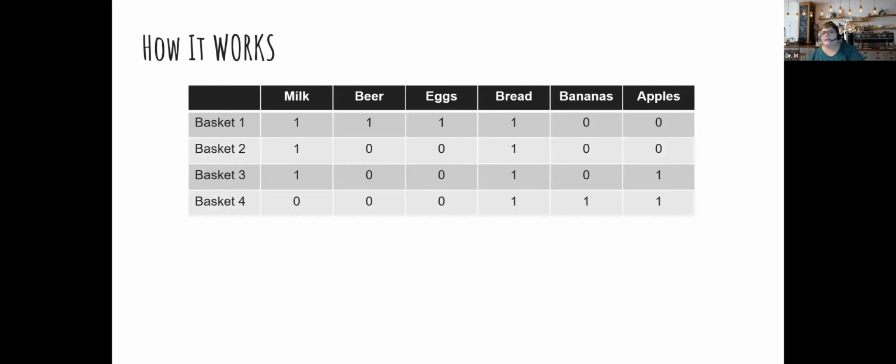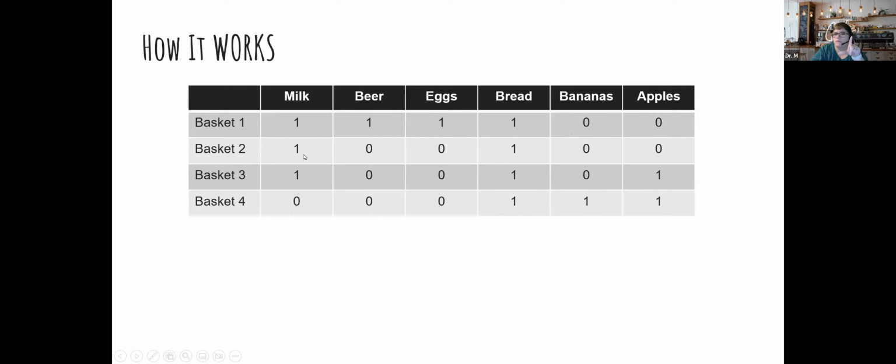So let's look at an example of 4 baskets. These are rudimentary baskets, but they have items that I think you'll know what they are. In basket 1, we have milk, beer, eggs, bread, bananas, and apples, right? Now, looking at this, bananas and apples cannot be found. They're zeros. This is a one hot encoded data set. So in basket 1, they've got milk, beer, eggs, and bread, but no bananas, no apples.